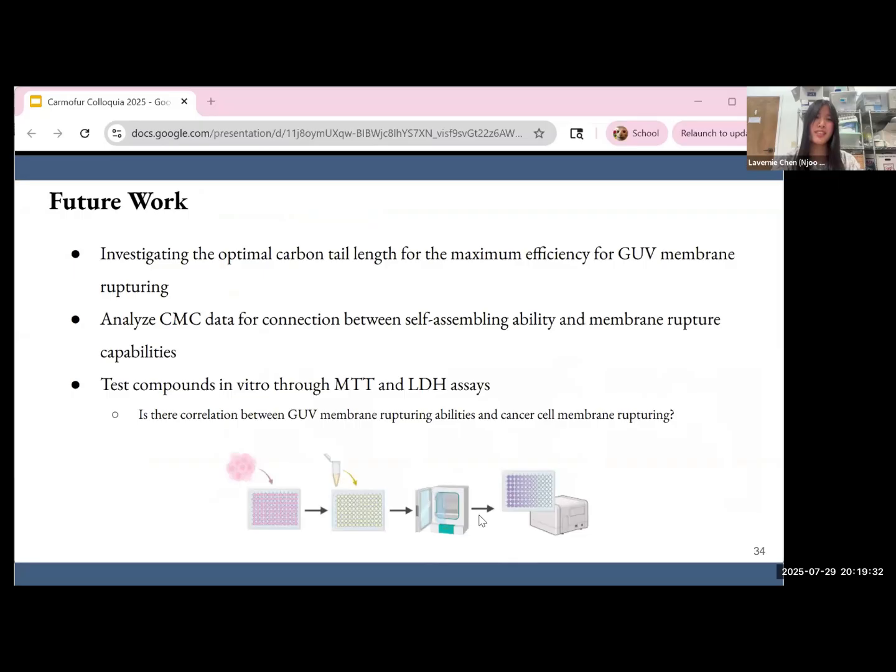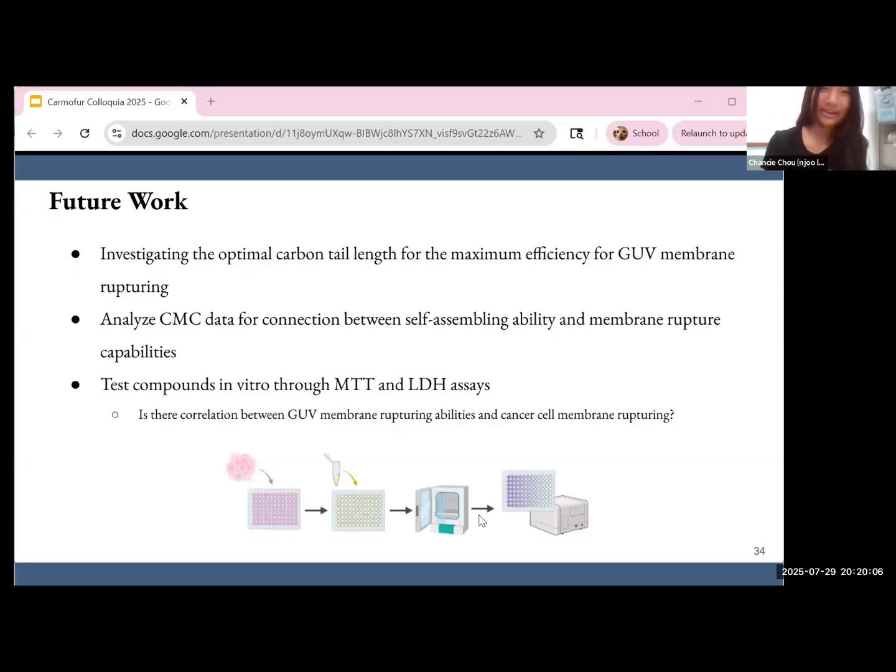Our future work involves investigating the optimal carbon tail length for the maximum efficiency for GUV membrane rupturing. Additionally, we need to analyze the CMC data for a connection between self-assembling ability and membrane rupture capabilities with our compounds. Lastly, we hope to test our compounds in vitro through MTT and LDH assays to determine if there's a correlation between GUV membrane rupturing abilities and cancer cell membrane permeability.